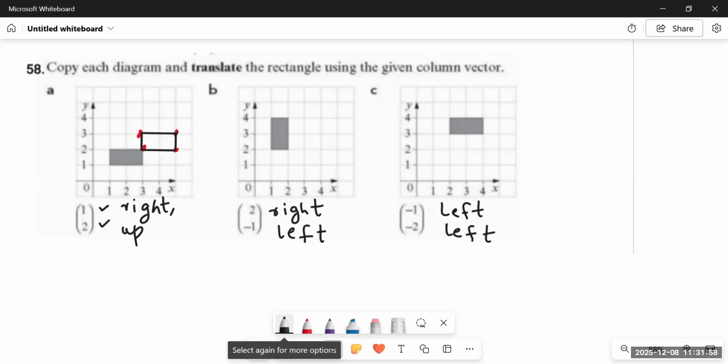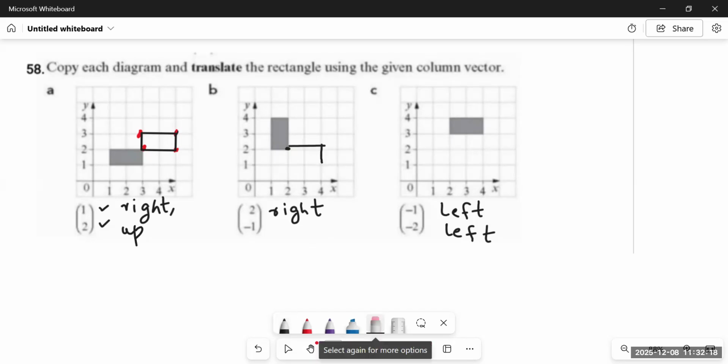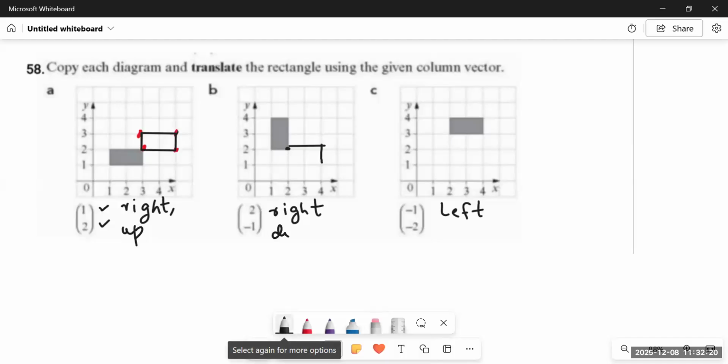Right? Similarly, when it's (2, -1), so what do we have to do? We have to go 2 squares to the right and 1 down. So let's start from the bottom part here. 2 squares to the right and 1 left. Sorry, 1 down. It's not left, it's down. Okay.